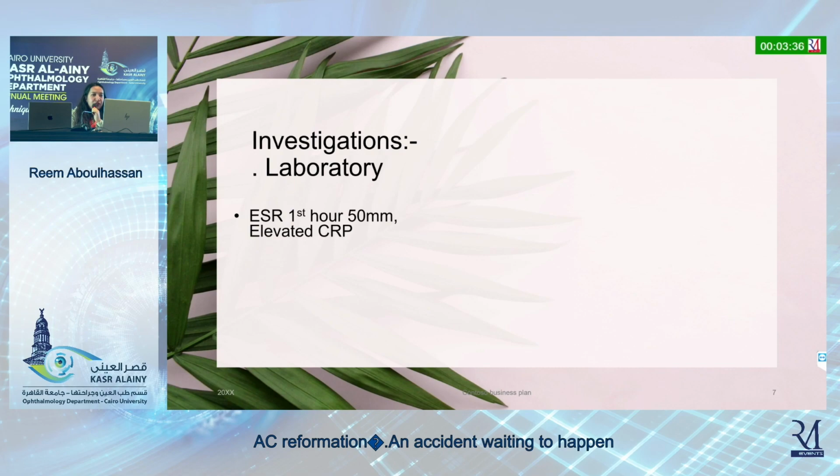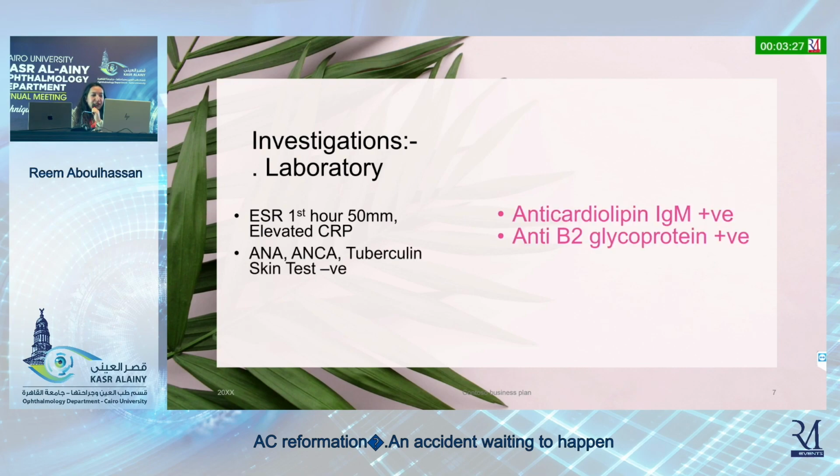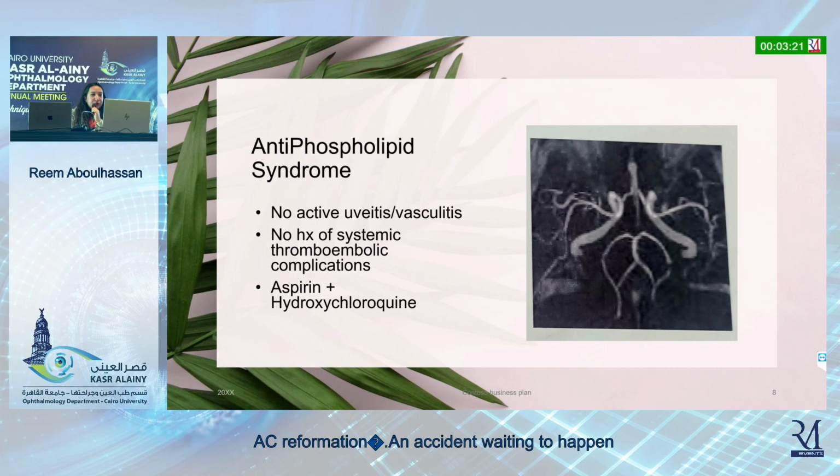Her laboratory investigation revealed an ESR of 50 in the first hour and elevated CRP. The rest of the vasculitic workup was negative, including ANA, ANCA, tuberculin, and skin test. However, her anticardiolipin IgM was positive, and anti-beta-2 glycoprotein. So she was diagnosed by the rheumatologist as primary antiphospholipid syndrome. The patient had no active uveitis or vasculitis, no history of systemic thromboembolic manifestations. Her MRI, MRV, and MRA were normal, so she was prescribed aspirin and hydroxychloroquine.